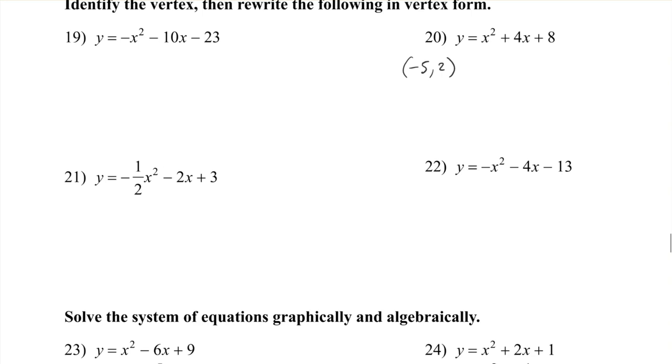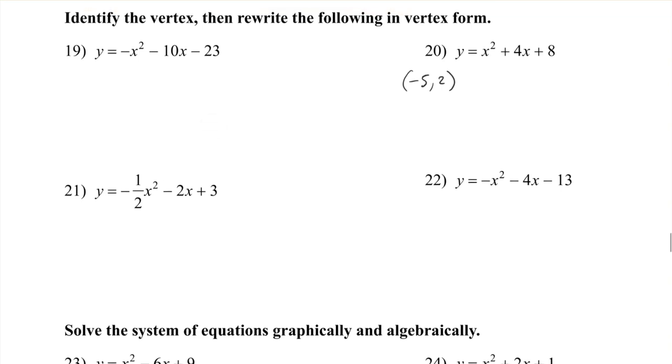This is the second half of the Unit 8 review. Identify the vertex, then rewrite the following in vertex form. So we want to, well, we can complete the square to do this.